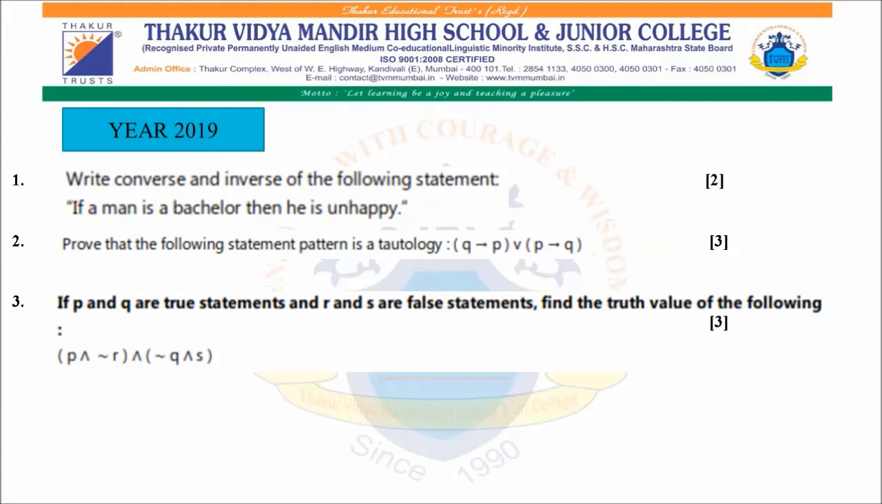Then second question is: prove that the following statement pattern is the tautology. The statement pattern is Q implies P or P implies Q. This we have to prove as tautology by using the truth table. Now third question is: if P and Q are true statements and R and S are false statements, then find the truth value of the following. The statement pattern is P and not R and not Q and S. So solutions of these questions are given in the video.